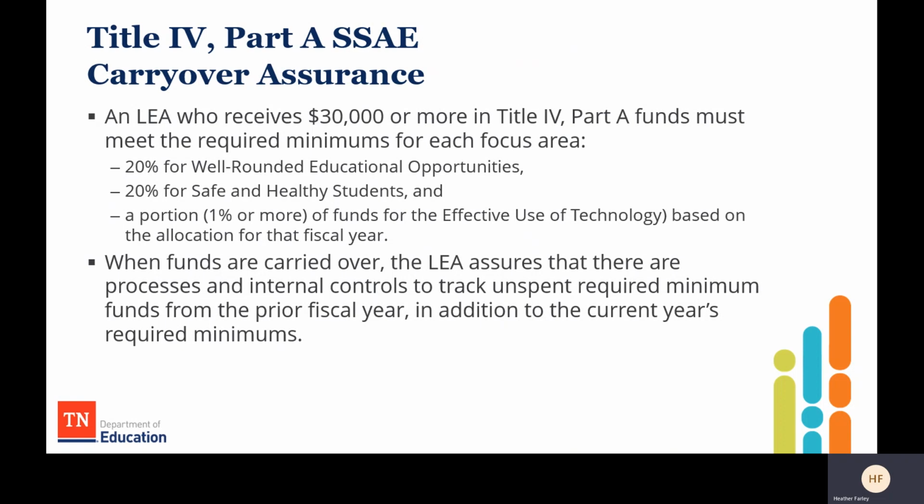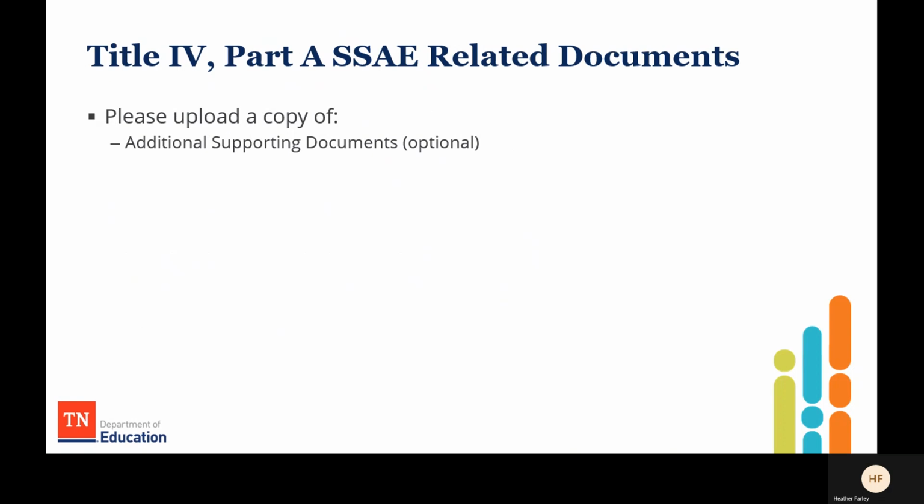With your Title IV Part A carryover, do note those that receive $30,000 or more must meet the required minimums for each focus area. So that means when funds are carried over, the LEA has to assure that there are processes and the proper internal controls to track unspent required minimum funds from the prior fiscal year, in addition to the current year's required minimums. With your related documents, if you have anything you feel you need to upload, please do so here with regards to Title IV.